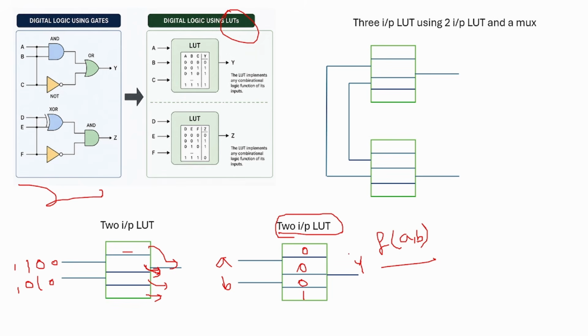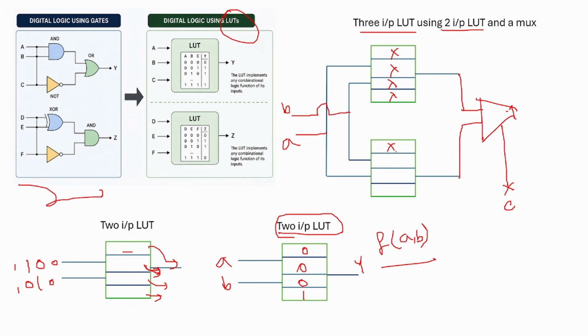Suppose I want to implement a 3-input LUT using 2-input LUTs, I can do it by using a mux. If I connect the first output and the second output of the 2-input LUTs to a mux, and then give the selection line to the other input C, and if you have A here and B here, by putting the corresponding bits in these SRAM cells inside the LUTs, we can get a 3-input Boolean function as the output.